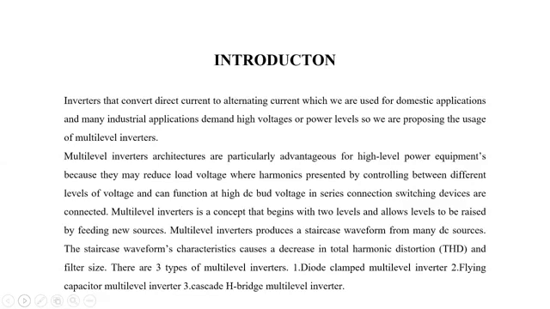Multi-level inverter is a concept that begins with two levels and allows levels to be raised by feeding new sources. Multi-level inverters produce a staircase waveform from many DC sources. The staircase waveform's characteristics cause a decrease in total harmonic distortion, that is THD, and filter size. There are three types of multi-level inverters: diode clamped multi-level inverter, flying capacitor multi-level inverter, and cascade H-bridge multi-level inverter.